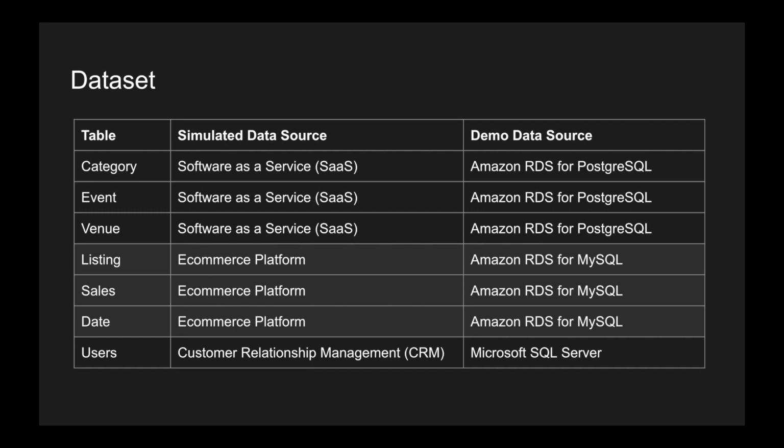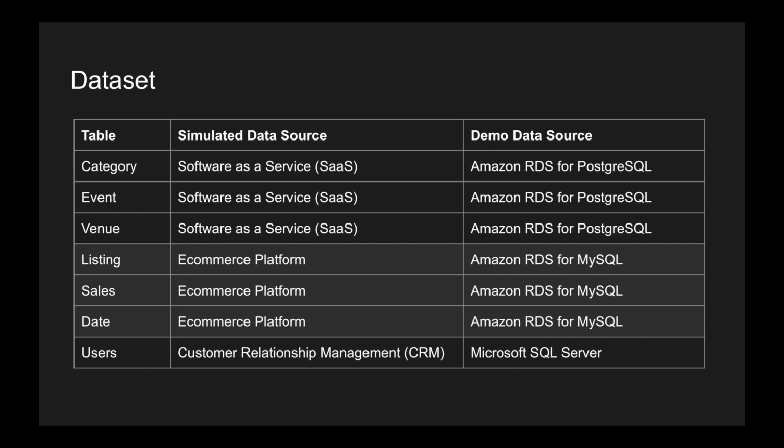Data lakes usually represent data from multiple data sources, each with different formats, protocols, and connection methods. To simulate this, I will split the ticket database, the 7 tables, into 3 separate data sources. The category, events, and venues will represent tables coming from a software as a service or a third-party vendor. I have moved those into Amazon RDS for PostgreSQL.